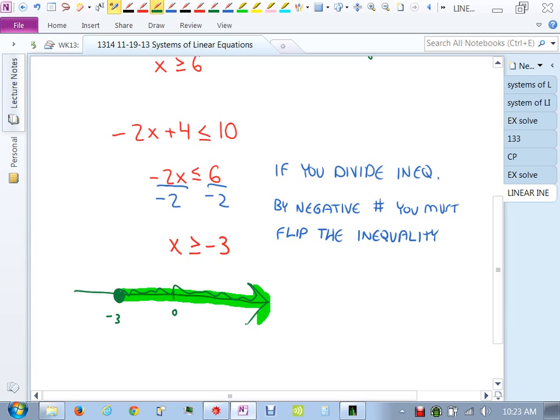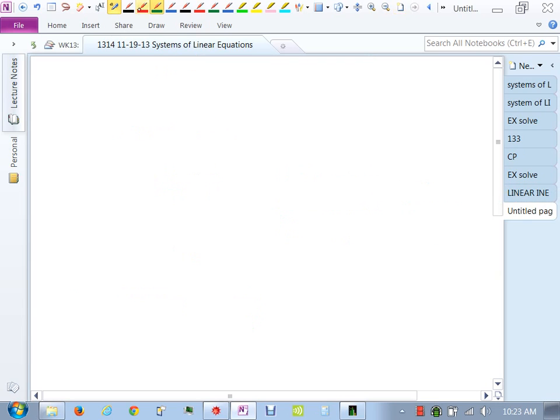Y'all okay with this? These are linear inequalities in one variable. We're not interested in linear inequalities with one variable. This is just to motivate the idea and to make sure we understand how this worked. What we're interested in is linear inequalities in two variables. So that most of you have not seen. So that's where we go now.